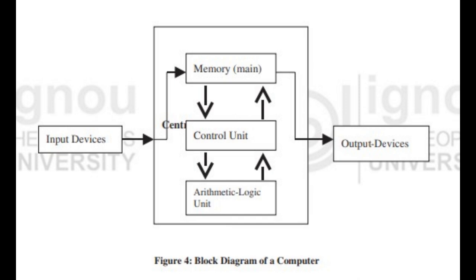Look at the screen. Figure 4. Block diagram of a computer. The basic parts of a computer are shown in Figure 4. Input devices such as keyboard, mouse or scanner are used to enter input, data and instructions directly into the computer.